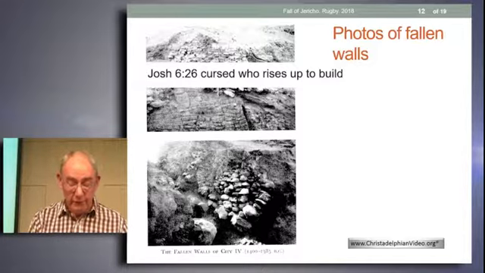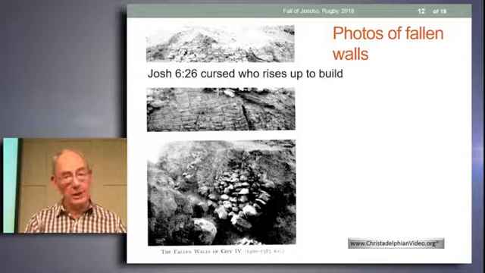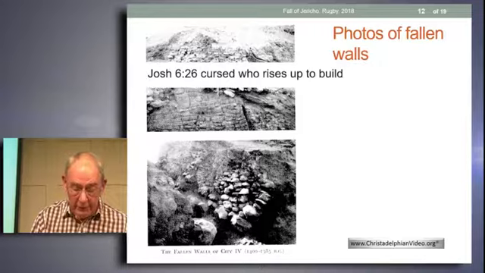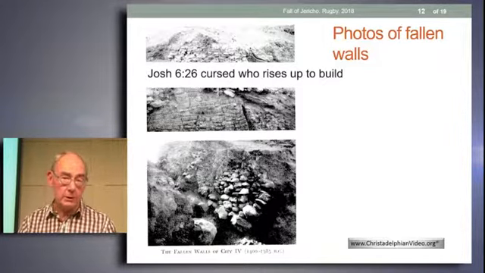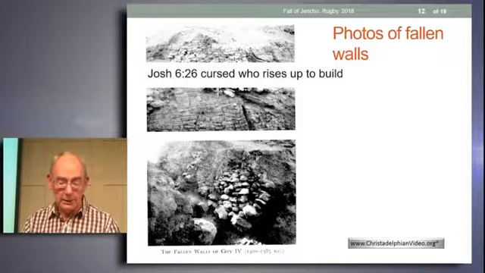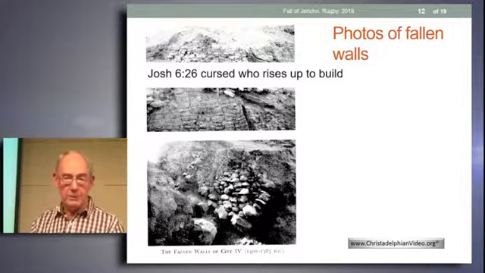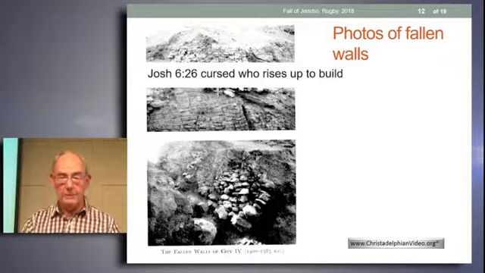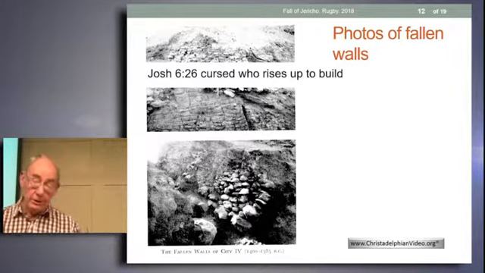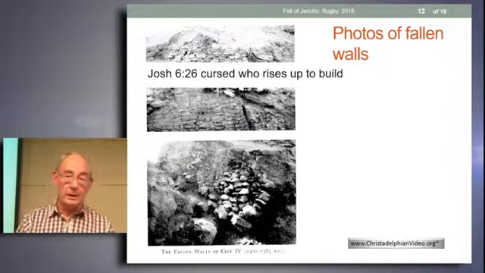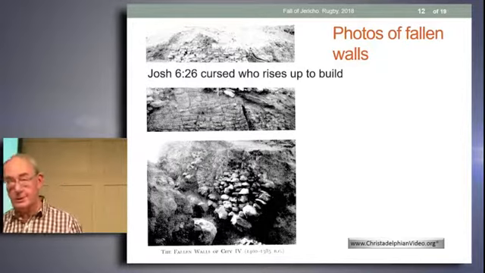He laid the foundation thereof in Abiram his firstborn. In other words, Abiram his firstborn died, so he lost his firstborn. And he set up the gates thereof in his youngest son Segub, so he lost his youngest son as well, according to the word of the Lord which he spake by Joshua the son of Nun. And those words we just read from that 26th verse of Joshua chapter 6. So there was an attempt to rebuild Jericho, but it was a cursed attempt. Now there are other references later to the city of palm trees, as it was called.